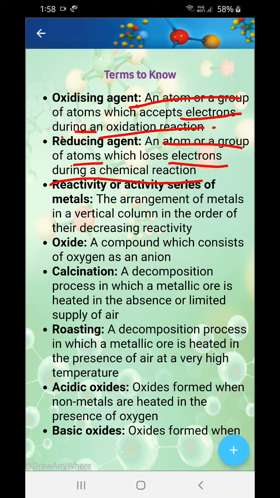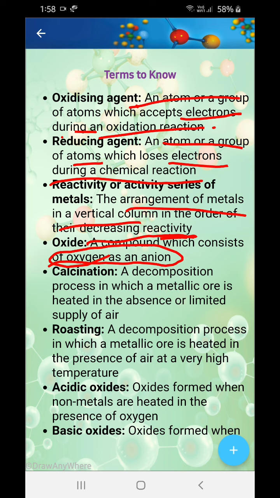Okay, so it's just the opposite, you understand. Now what is the reactivity series? The activity series is the arrangement of metals in a vertical column in the order of decreasing reactivity. Now, oxide: a compound which consists of oxygen as an anion. Just to remember, it is a compound which has oxygen, and oxygen reacts with the metal.